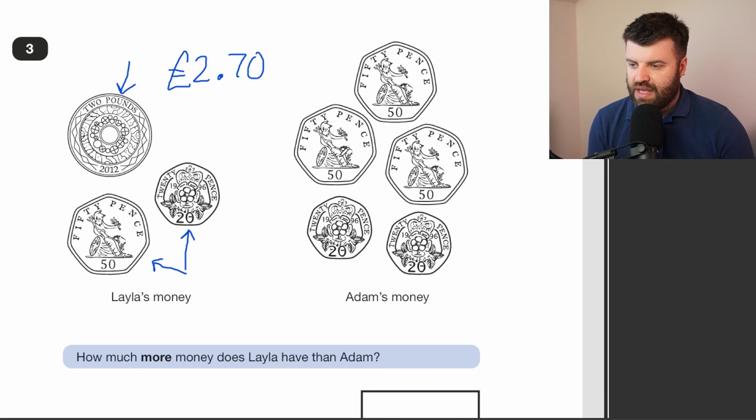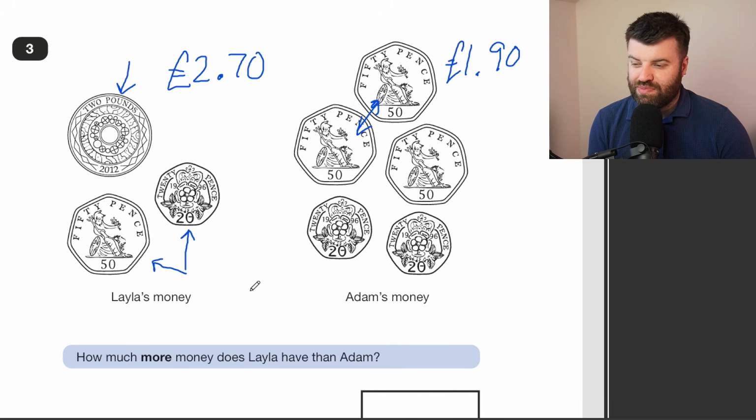And here Adam has 50 and 50 and 50. So although these are pence, 50 plus 50 is 100 pence, which is a pound. And then we have 50 pence plus 20 plus 20. That gives me 40 plus 50, so £1.90.